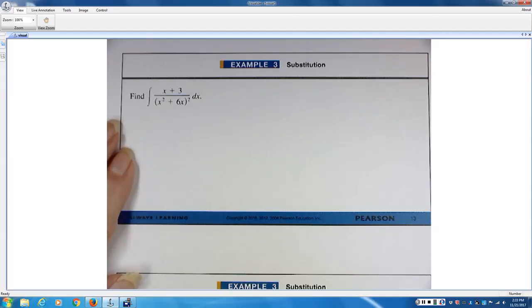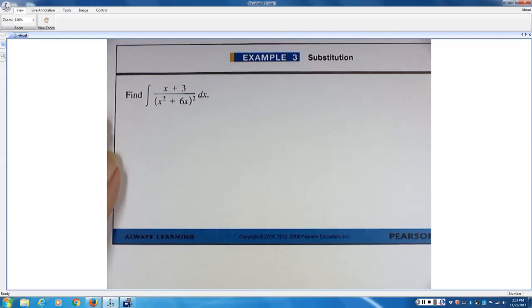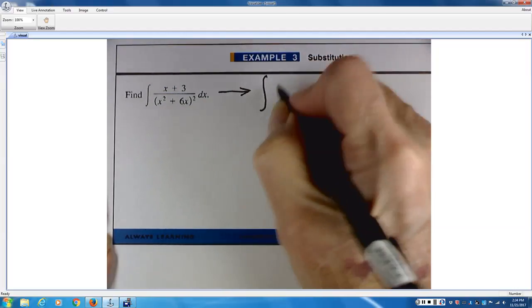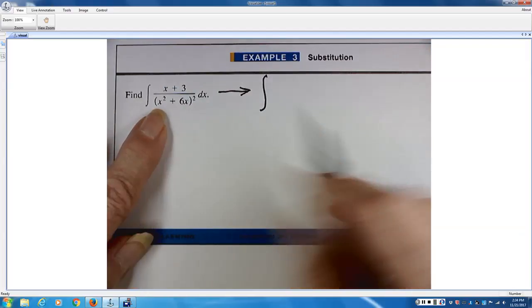This one's a little bit tougher. So we've got the integral of x plus 3 over x squared plus 6x quantity squared. And just like I normally would if I were doing anything else, first thing I'm going to do is try to rewrite that into something that I think will be easier to work with. So first of all, I don't like that being in the denominator, so I'm going to give it a negative power and put it in the numerator.